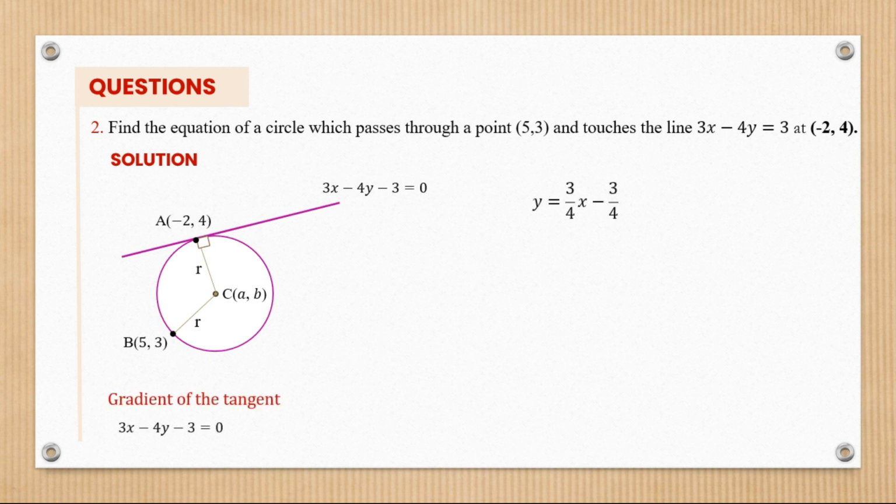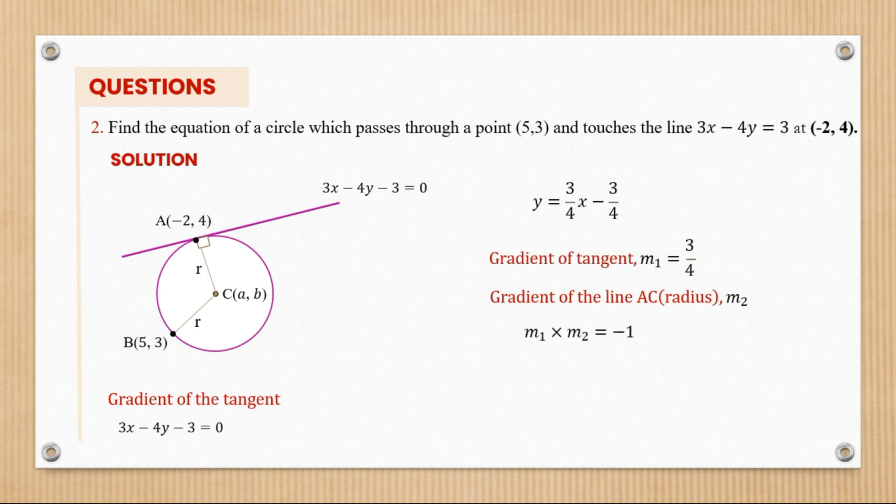So now I'm going to make y the subject and y shall be equal to this. From here I can say the gradient of the tangent m1 shall be equal to 3 over 4. Then the gradient of the radius, remember we can find it from the knowledge that m1 times m2 is equal to negative 1. So make m2 the subject and m2 shall be equal to negative 1 over m1. So we can eventually see that m2 shall be equal to negative 4 over 3. Alright, so next, now that I know the gradient of the radius SC, that it is equal to negative 4 over 3, I can now solve for that line.